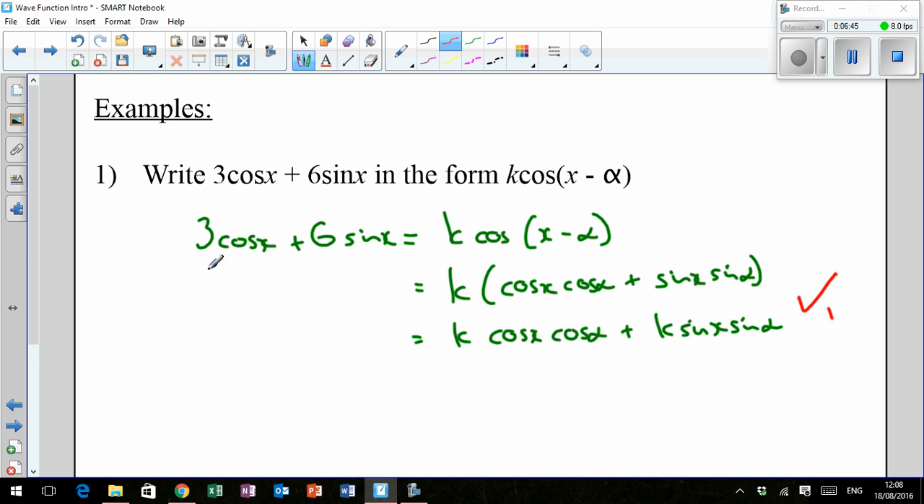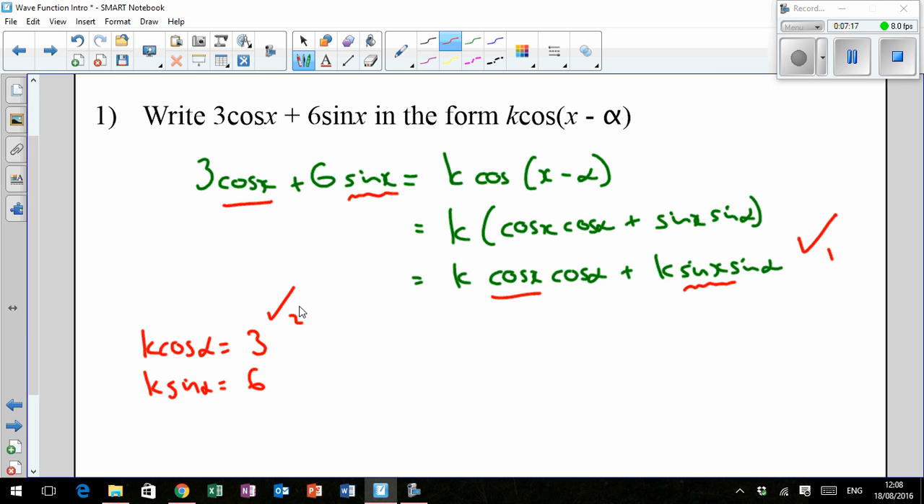Okay, now your cos x is here, your cos x is here. So 3 is attached to cos x there, and k cos alpha is attached to cos x there, so k cos alpha has to be 3. Similarly with sin x, sin x is there, sin x is there, so 6 has to equal k sin alpha. And that's your second mark as well. So nice and easy, we're getting 2 marks straight off the bat.